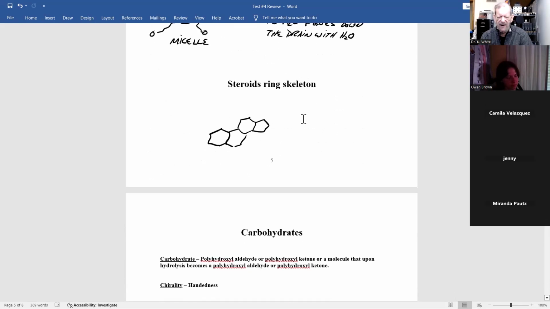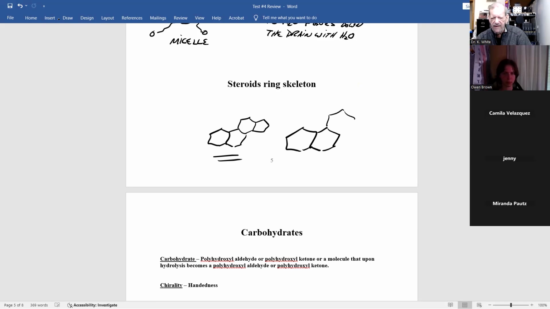And the non-saponifiable is the steroids. And I could spend a whole semester doing steroid chemistry and talking about them, which I'm not, but you should know how to draw the steroid ring skeleton. And that's this structure right here, a six-membered ring. Next to it, fused, a six-membered ring.